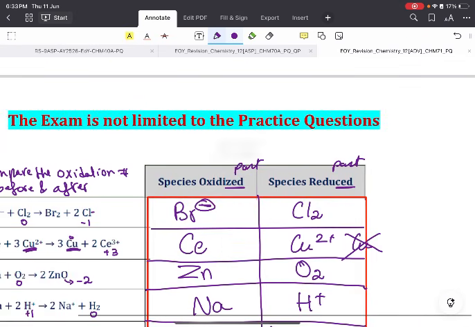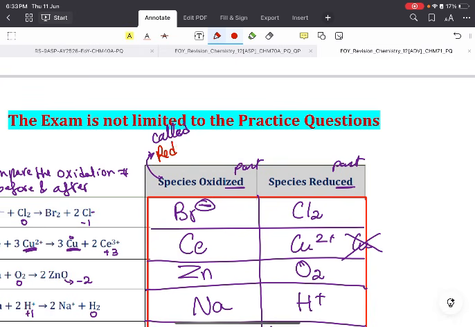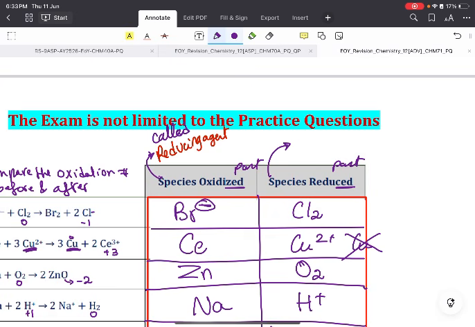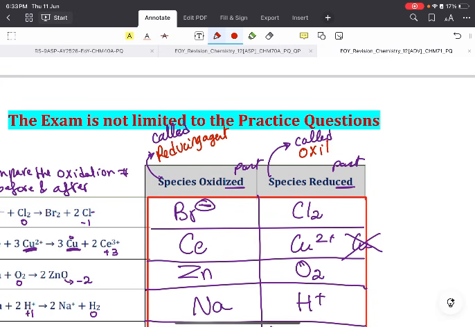Now, you're going to flip it like that. The species oxidized are called reducing agent. Memorize this, reducing agent. Don't just say reducing, it's reducing agent. And the species reduced are called oxidizing agent.